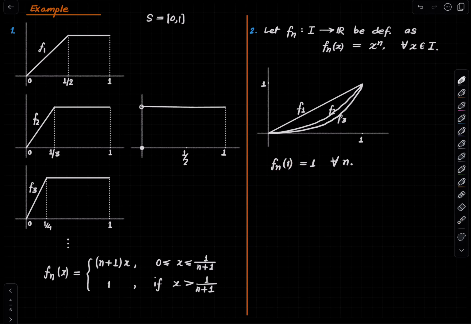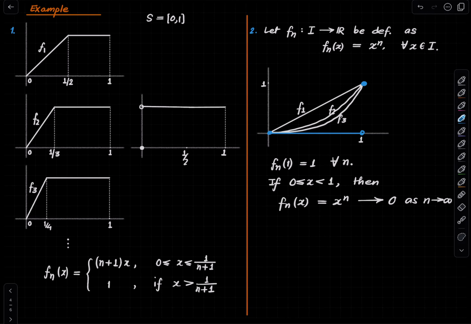But for any other x, if x is less than 1, then fn(x) by definition is x to the power n, and this goes to 0 as n goes to infinity. And therefore, the limit exists. But what is the limiting function? The limiting function is a little ill-behaved again. It is the constant function 0, except at 1 it takes the value 1.